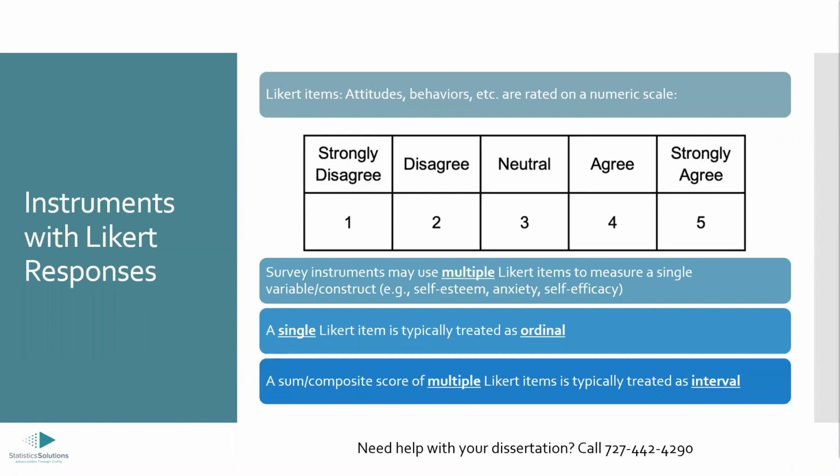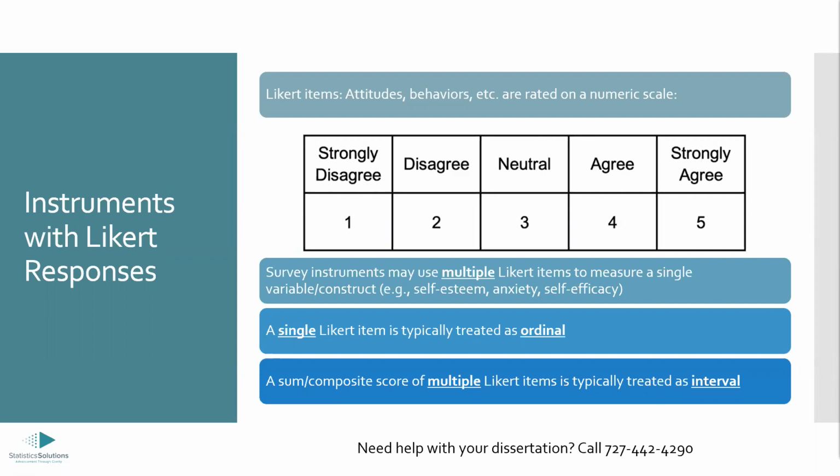And that is, if you're looking at a single Likert item, just one single item that has a Likert type response, we will typically treat this type of data as ordinal. However, if you're taking multiple Likert items, like for example a 10 item self-esteem scale, and you're summing or compositing them together into a single score for self-esteem, then we will typically treat that composite score as interval. So that's a very important distinction in terms of the types of analyses that are appropriate for interval and ordinal data, respectively.